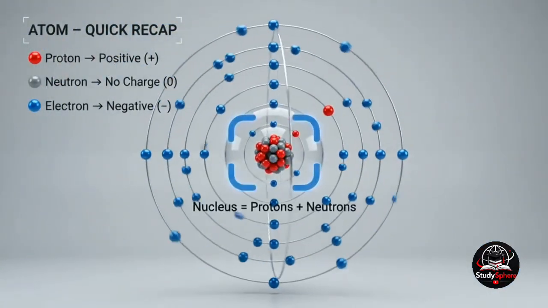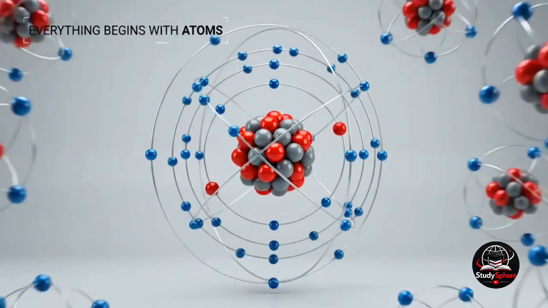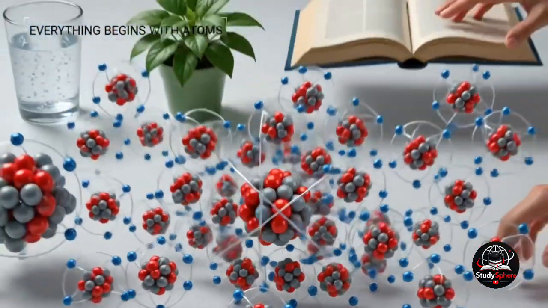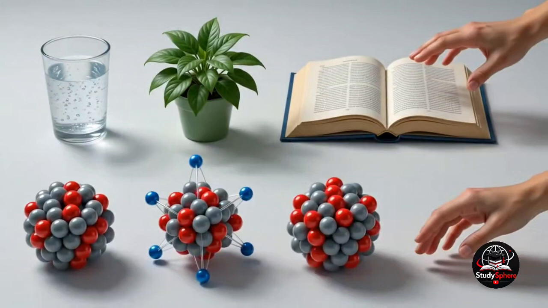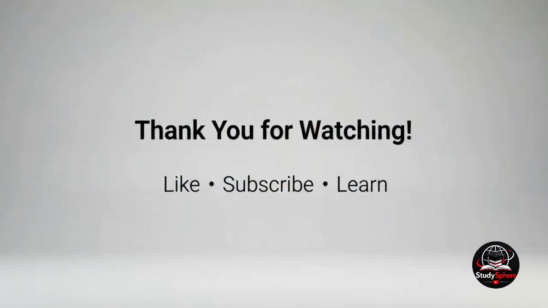Let's quickly recap. Protons are positive, neutrons have no charge, and electrons are negative. Protons and neutrons form the nucleus, while electrons occupy regions around it. From the smallest particles to everything we see around us, atoms are the foundation of matter. Protons, neutrons, and electrons come together to create the amazing world we live in.